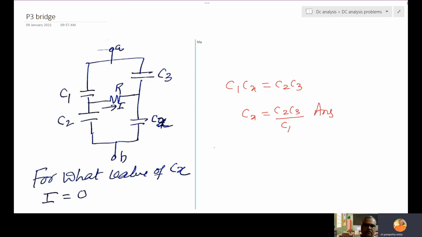All resistors, cross multiply. All capacitors, cross multiply. All inductors, cross multiply. All capacitive reactances, cross multiply. All inductive reactances, cross multiply. Because all are in ohms, it should be uniform. All farads uniform, all henries uniform. But if one is in ohms and the other is in farads or henries, then the cross product will not satisfy the bridge balance condition. That is the point to be noted.